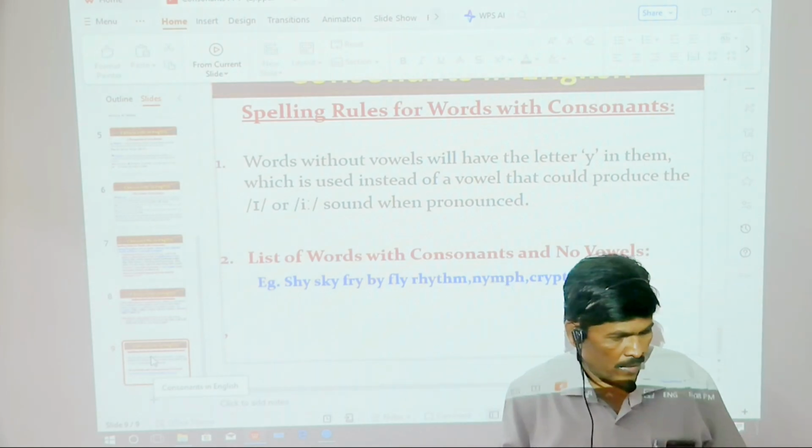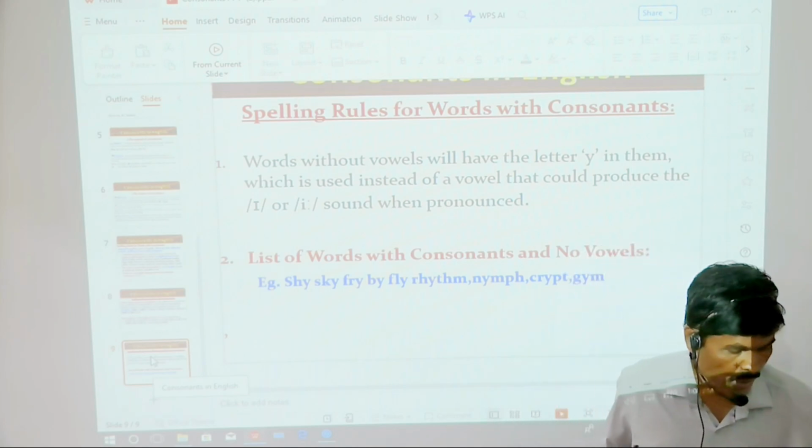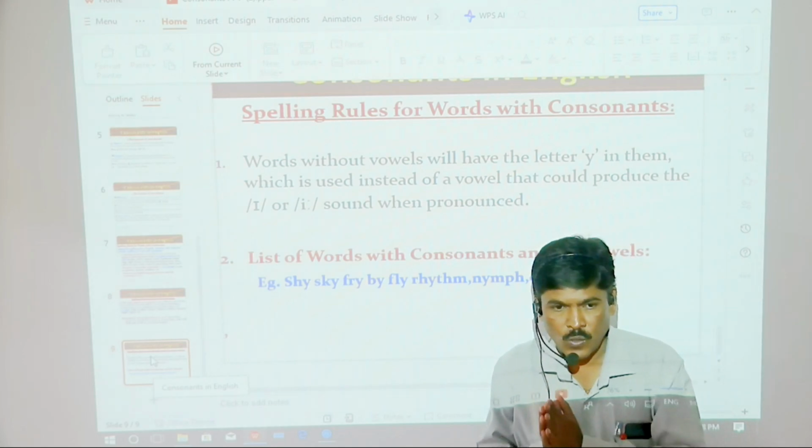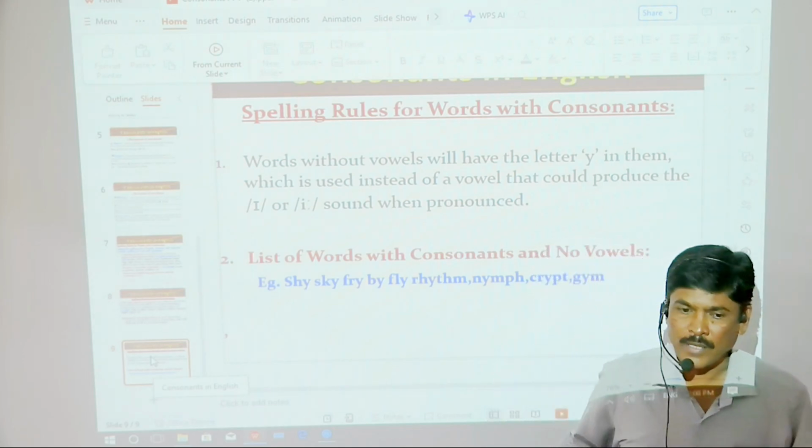So these are some rules of producing sound. So friends, we have seen the consonants and their classification.